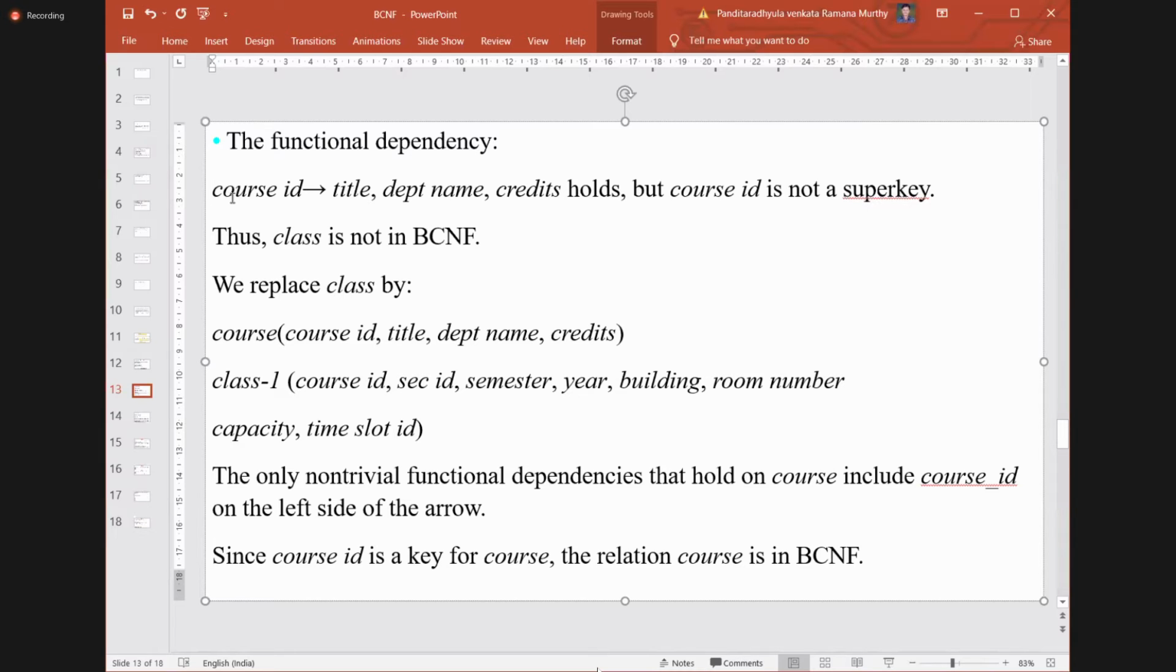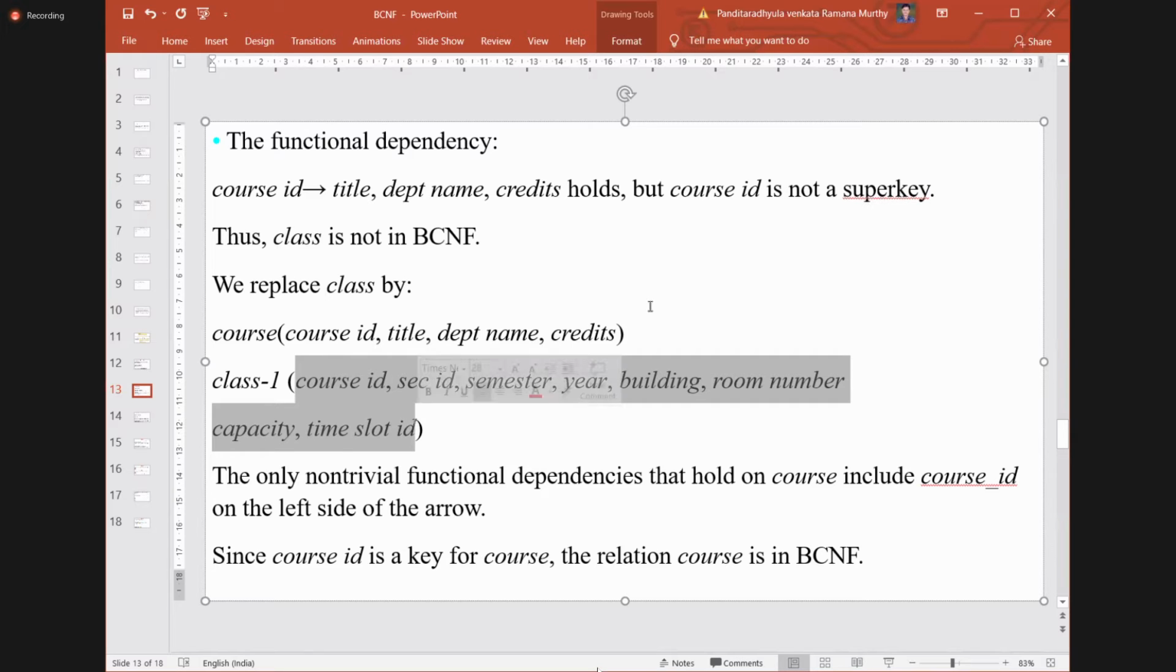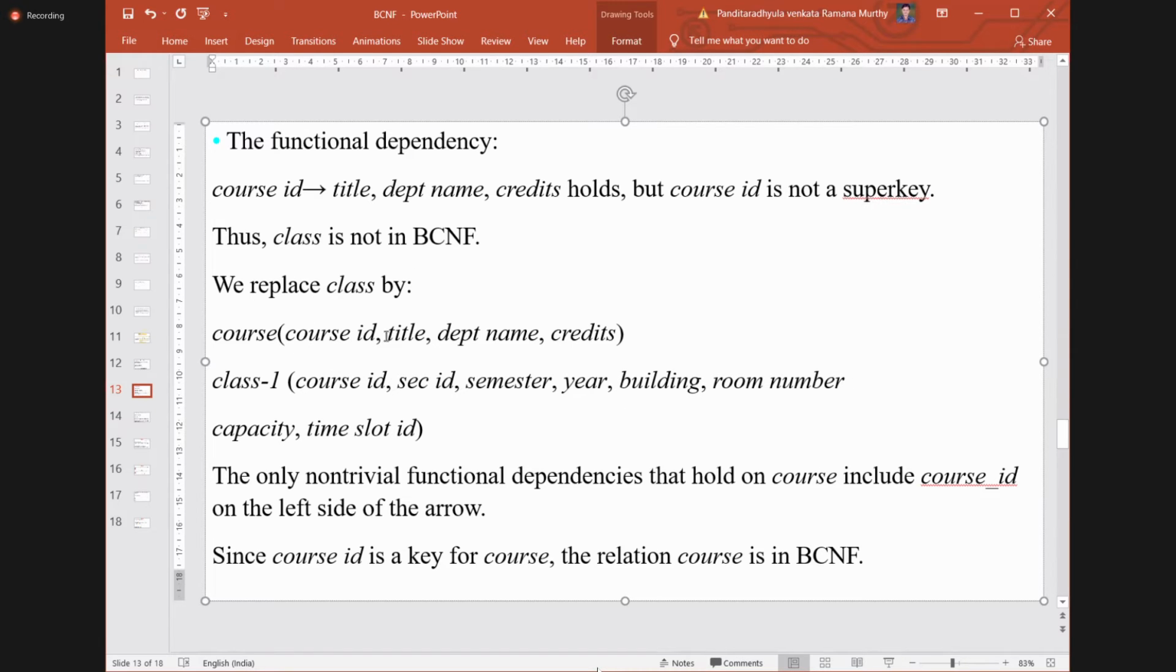But in the previous condition, with all the column values, I can't make course ID a super key. What is the possibility then? Divide the table into two or more tables so that you can make course ID a super key. So I chose course ID, title, department name, credits in one table, and all the remaining attributes in the other table. For the first table I gave the name course. For the second table I gave class 1, because class is already the name for the complete table. Class 1 is the sub table.